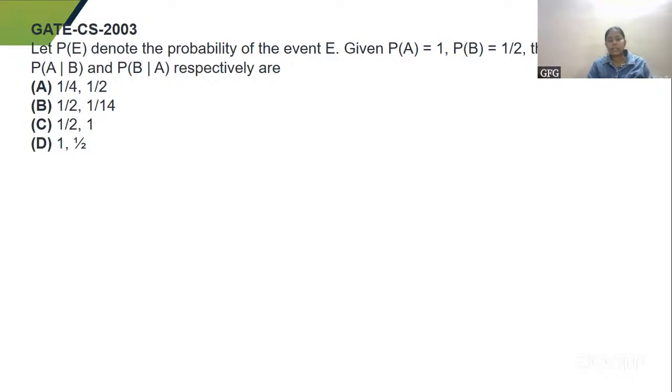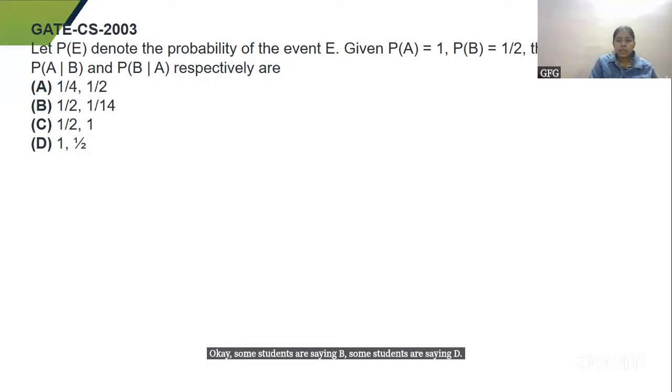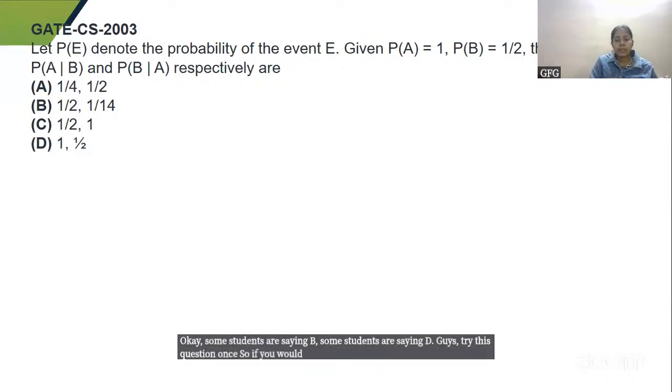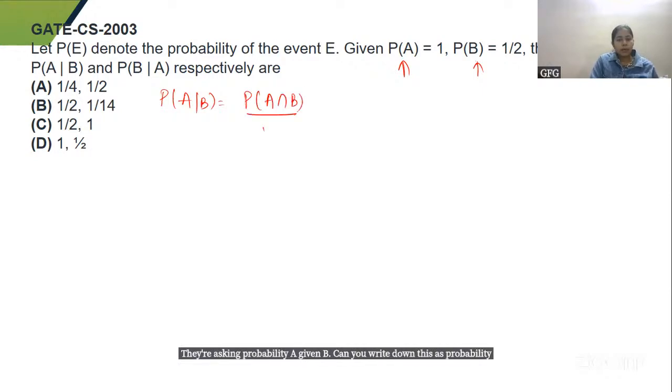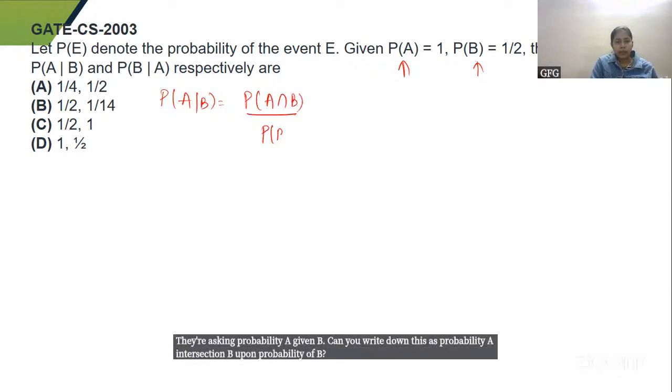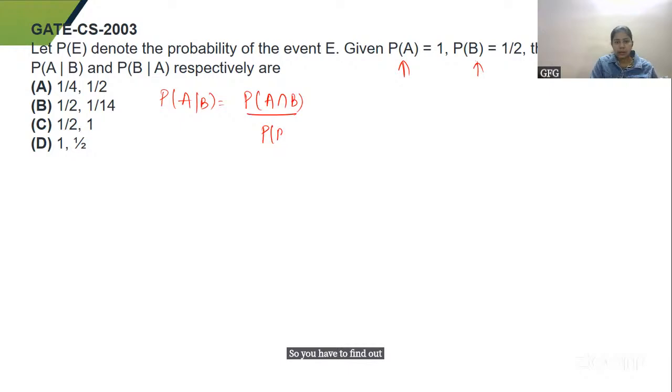Okay, some students are saying B, some students are saying D. Guys, try this question once. If you see, probability of event A is 1, probability of event B is given to me as 1 by 2. They're asking probability of A given B. Can you write this as probability of A intersection B upon probability of B? So you have to find A intersection B, right?